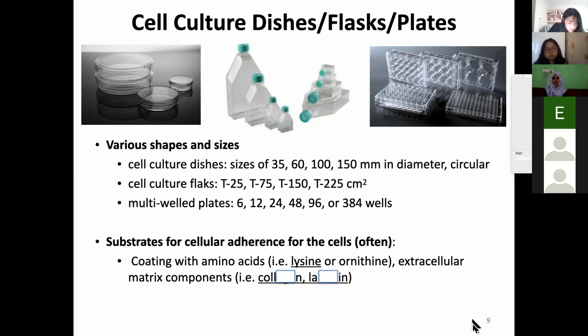Let's see, Eugene, can you guess what this is? Oh, yes, collagen. And the other, can you say, I'm watching your mouth?